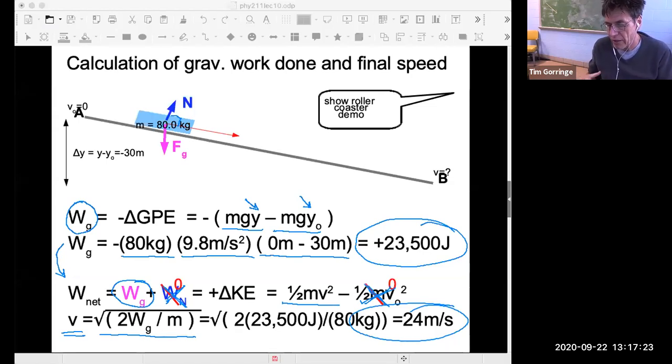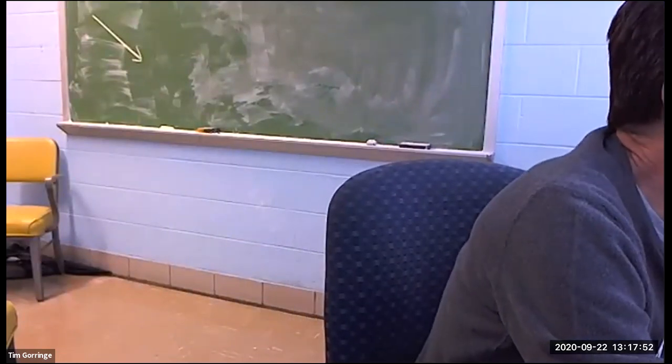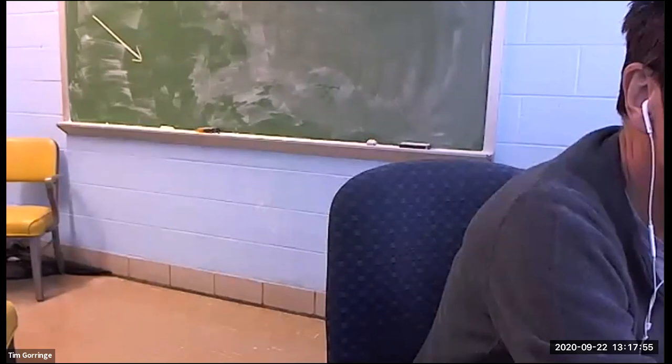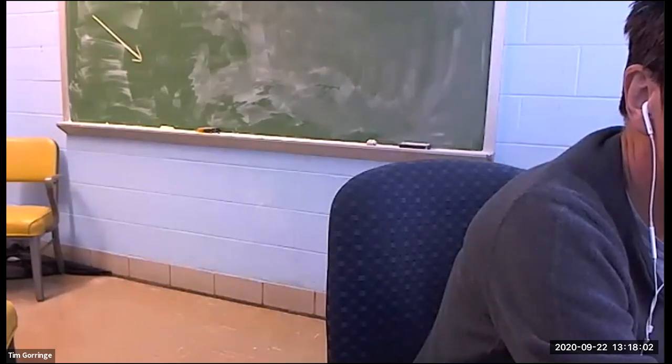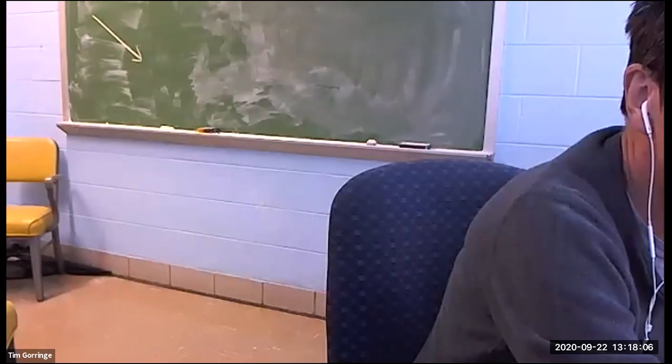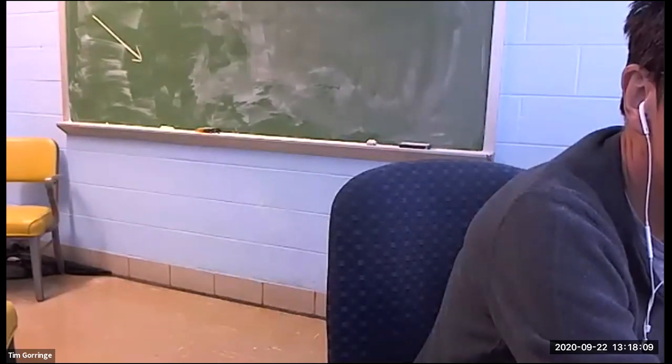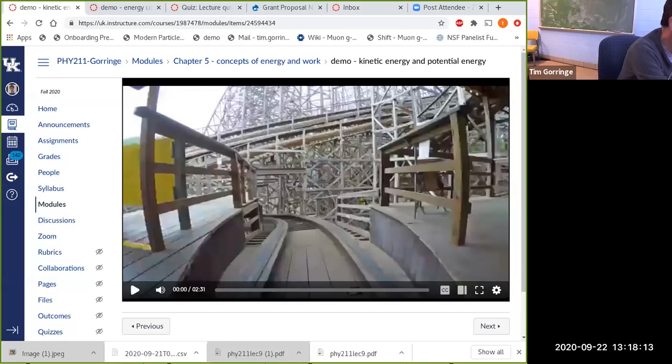A roller coaster is a great example of this sort of flow of energy between gravitational potential energy and kinetic energy. So I just want to show, partly for a break, a roller coaster video. And when we watch it, let's think about the flow of kinetic and potential energy. So I'm going to stop sharing this screen and share a different one over here. I hope you can see this.